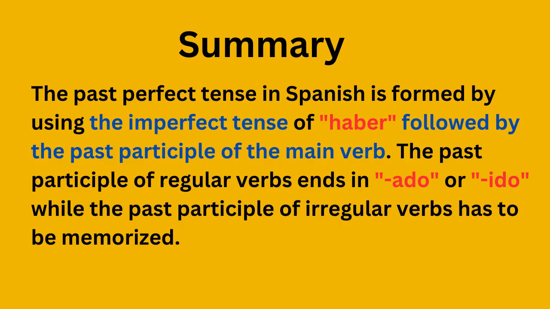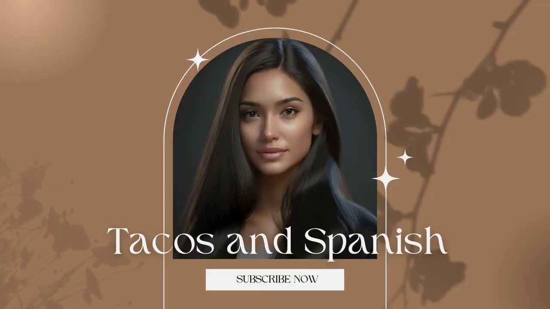So, to sum it up, the past perfect tense in Spanish is formed by using the imperfect tense of haber, followed by the past participle of the main verb. The past participle of regular verbs ends in ado or ido, while the past participle of irregular verbs has to be memorized. And that's all for today's lesson on the past perfect tense in Spanish.